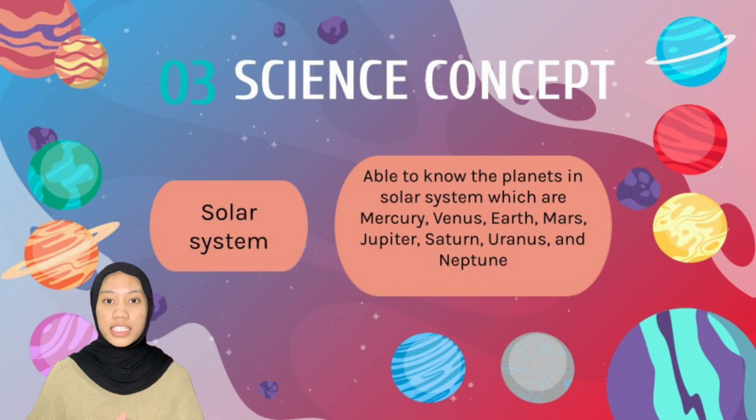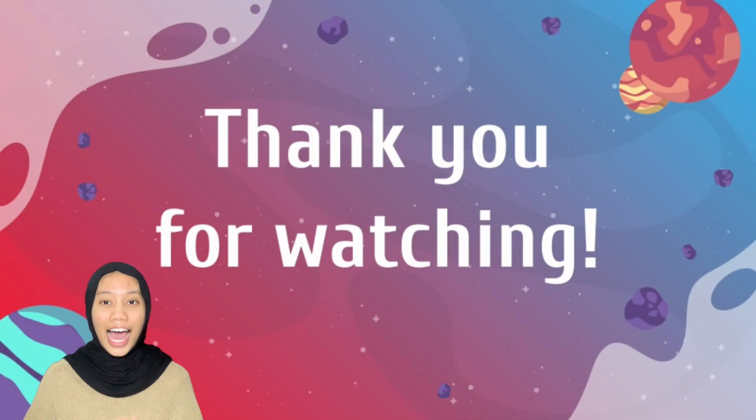So, the last part is the science concept involved in this Solar Shooter game. At this point, the students are able to learn about the solar system as it relates to the science topic. They can finally know that stars, comets, planets and the sun are the things that make up the solar system. Students are also able to know the planets in the solar system, which are Mercury, Venus, Earth, Mars, Jupiter, Saturn, Uranus and Neptune. I think that's all from me.